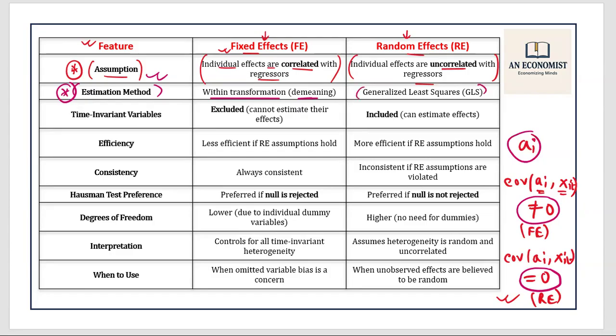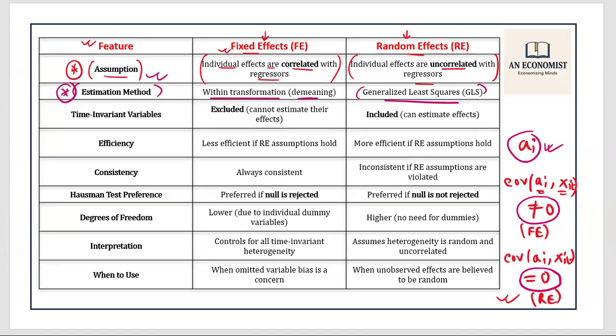Now, what about the random effect model? In the random effect model, we first generate a composite error term. This is what I discussed in the last video on the random effect model. We generate a composite error term, which contains this unobserved heterogeneity. And then we apply generalized least squares. The random effect model is estimated using GLS, and we apply the GLS method to estimate the parameters of this model.